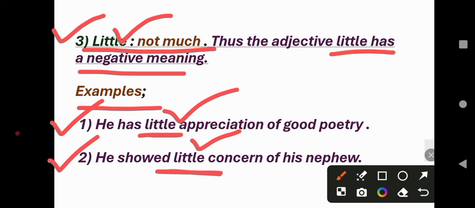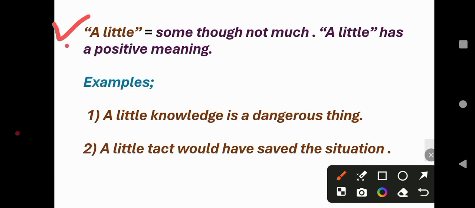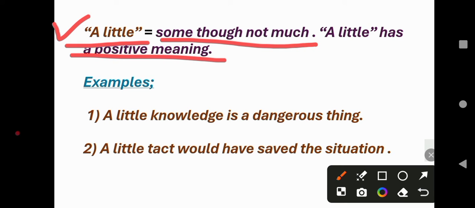So remember that little is used to describe abstract qualities. It often has a negative meaning, implying not much or not enough. So when we say the phrase a little, which means some though not much, this phrase often has a positive meaning, implies that even a small amount can be beneficial or useful. So let's look at the example.